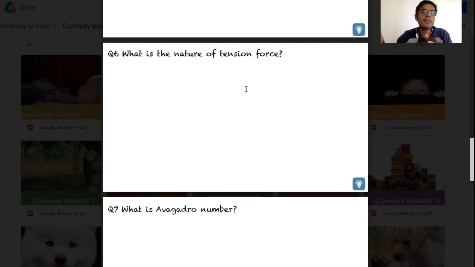On the other side, if the string has a mass, then tension at all the points is going to be different, because if you have to find the tension at the middle, you have to add the mass of the half of the string, and you have to add this mass, and then you have to solve for the equation. Okay?